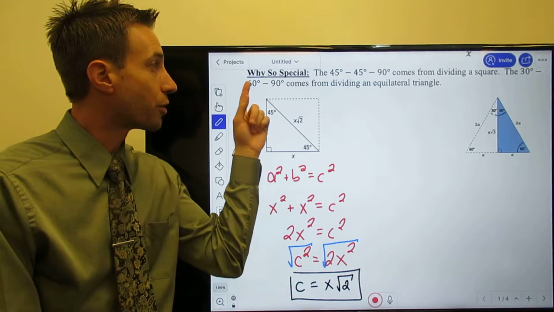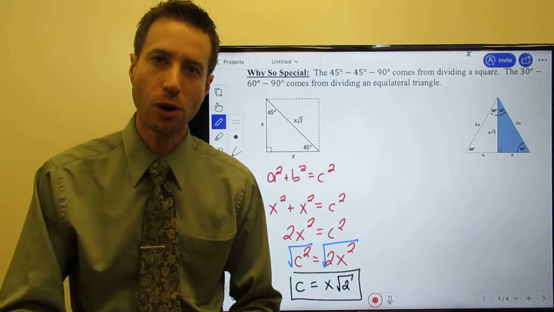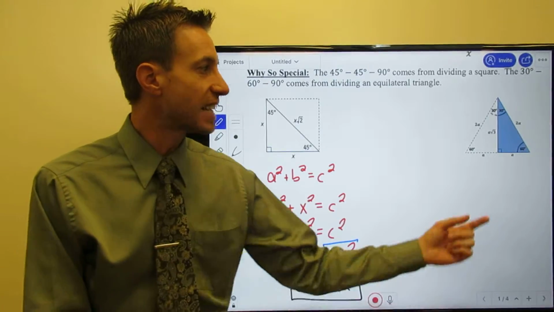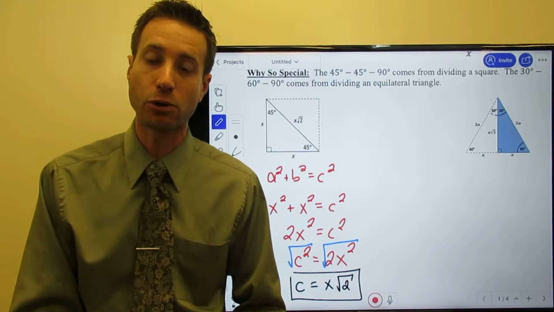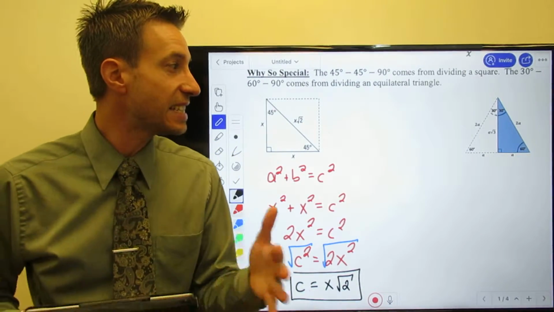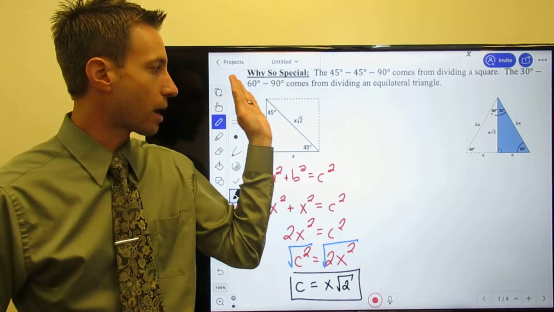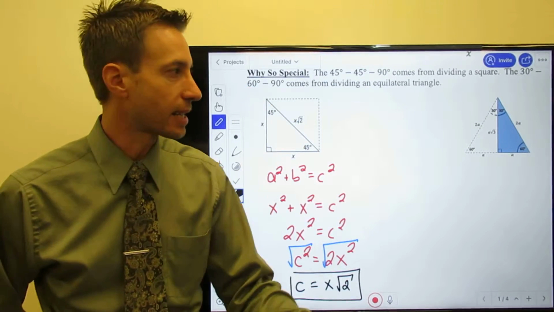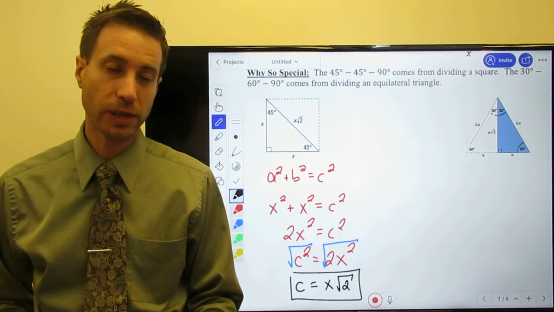The other triangle was the 30, 60, 90 triangle. Why is that one so special? Well, the reason that one's special is because it comes from an equilateral triangle. Now remember, in an equilateral triangle, once again, the length of all 3 sides is exactly the same. What we're going to do, just like we did for the square, is cut it in half. We're going to take that equilateral triangle and cut it in half.